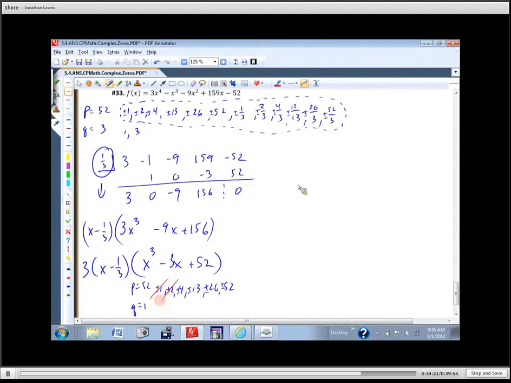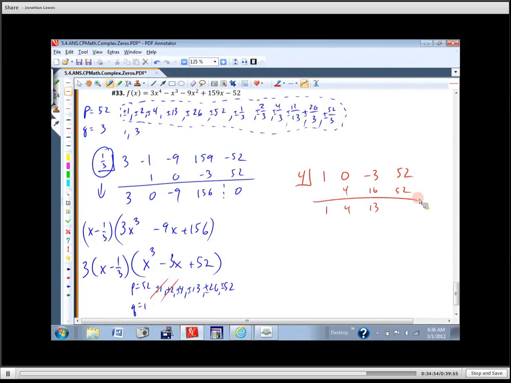Let's try 4. So we're going to do 4 in the box, and then I'm going to write a 1. I'm going to skip the x squared. Then I'm going to write a minus 3, and we're going to write a 52. Oops. So there's a 1. There's a 4. That's a 16. So that's a 13. Multiply, and we get 52.